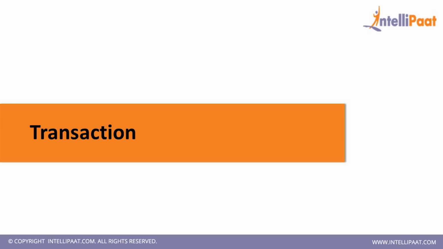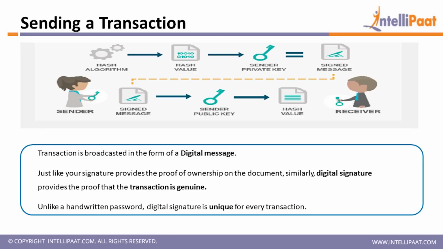Now let's know what a transaction is. A transaction is a piece of information that you want to share in order to update existing items or generate new items in the form of transactions and blocks inside the network. So while sending a transaction, your system or network follows a mechanism of modifying the information or generating encrypted entities in order to keep your information safe. The transaction is broadcast in the form of a digital message, as you can see in the picture, and just like your signatures provide proof of ownership on a document, similarly, digital signatures provide proof that the transaction is genuine.